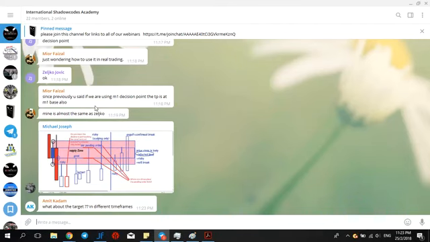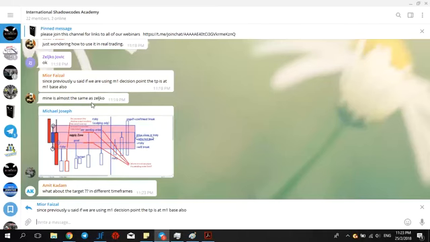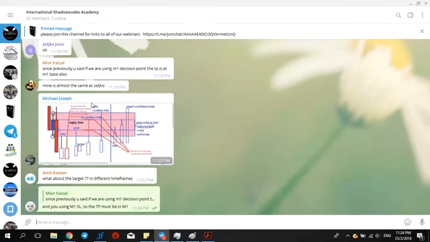Since previously you said if we are using M1 decision point, TP is at M1 base. So if you are using M1 decision base and you are using M1 SL, the TP must be in M1. If you're using the M1 decision as the SL, you cannot expect price will hold that decision point until your TP if you're using the same SL.